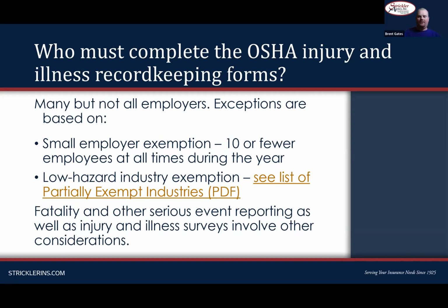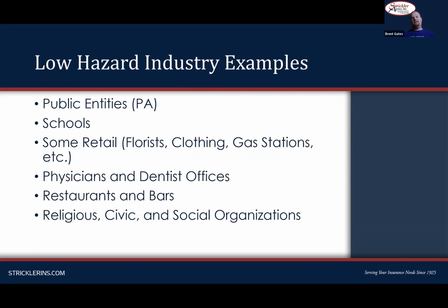However, the fatality and other serious event reporting still is required regardless of the industry that you're in. So some low hazard industry examples: public entities in Pennsylvania, while they're not low hazard, public entities have no affiliation with OSHA in Pennsylvania. Now, if you're in New Jersey or in New York or one of those states that have a state-run OSHA, they may have some requirements for this, but in Pennsylvania, we do not at this time. That could change in the future.